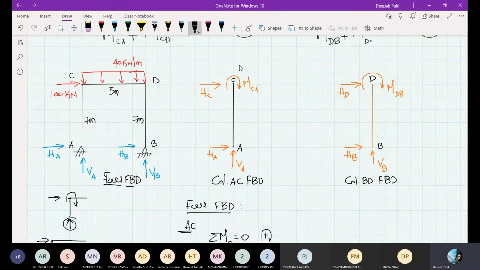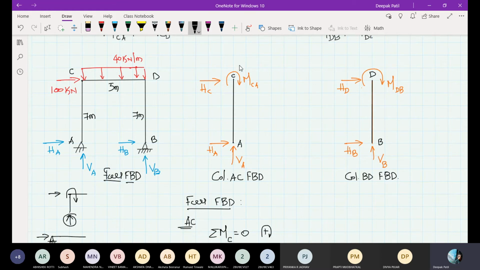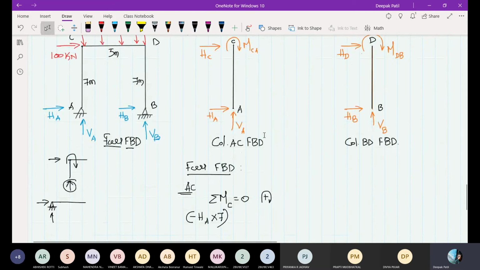Then you have to see this column AC. In column AC, I can see there is a moment MCA which is acting at C. Whether that moment is clockwise or anti-clockwise, it's a clockwise moment, right? So I should write plus MCA equal to 0. Are you understanding?